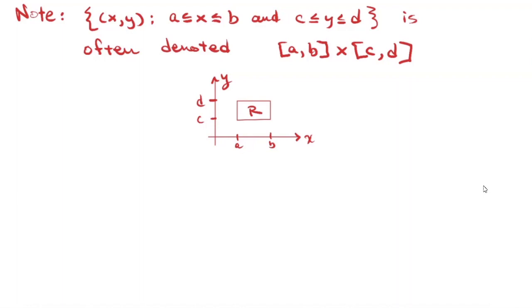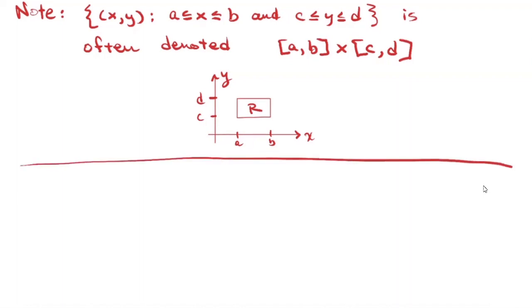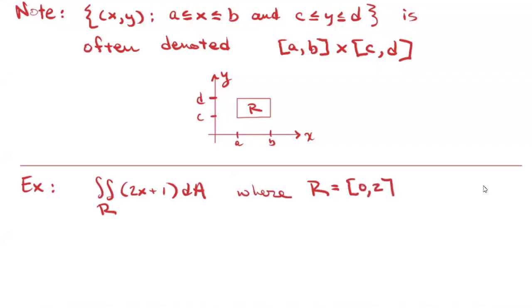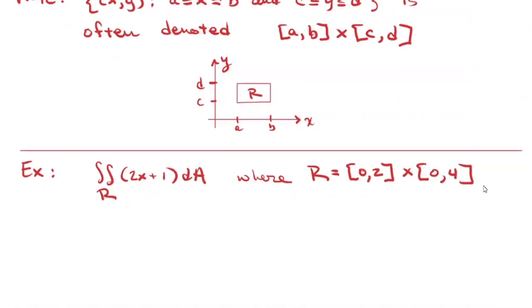Okay, let's do a real quick example. We're going to do a double integral of just 2x plus 1 dA over R, where R is a region, which is just going to be [0, 2], closed interval, cross [0, 4], another closed interval. Okay, so that's a rectangle.